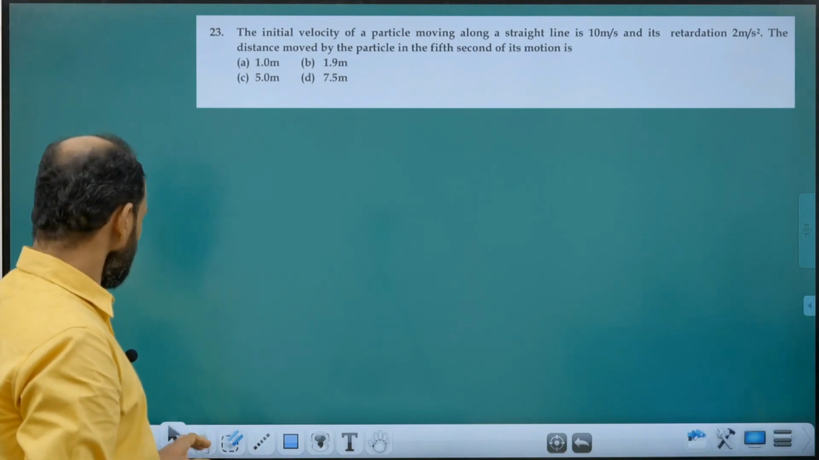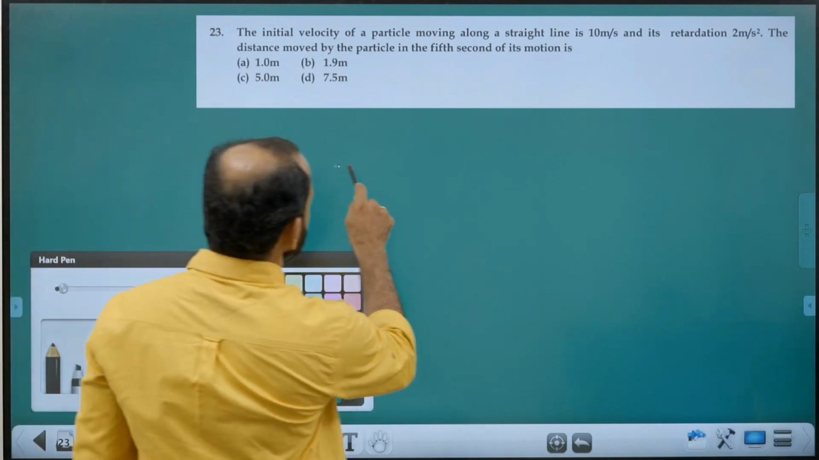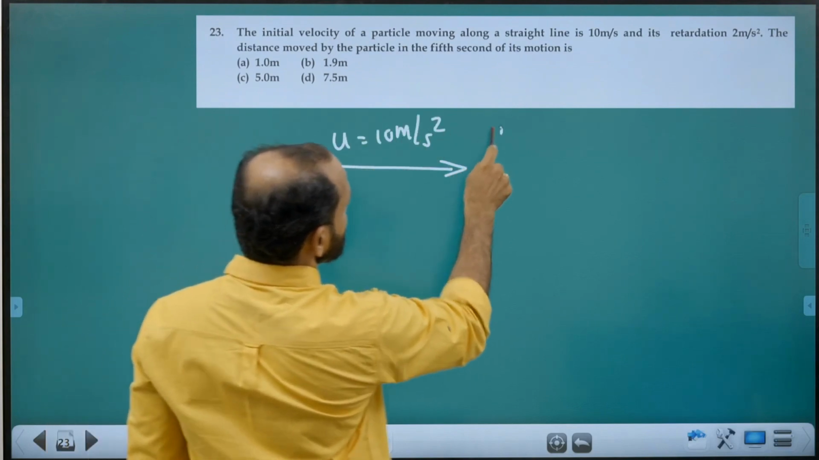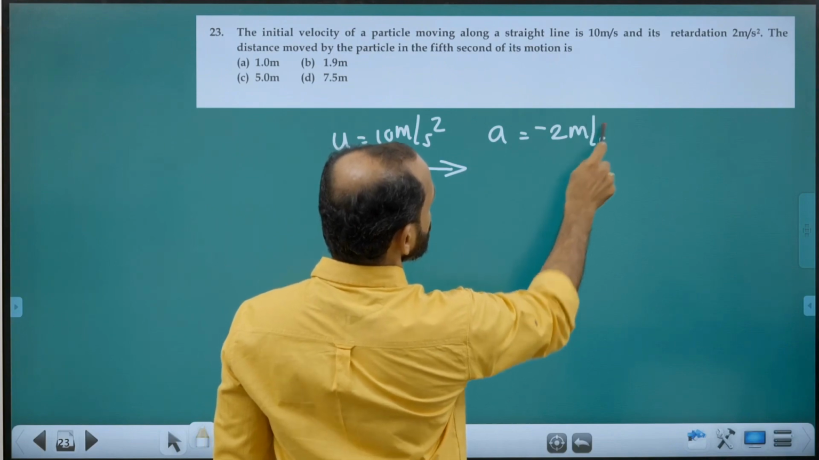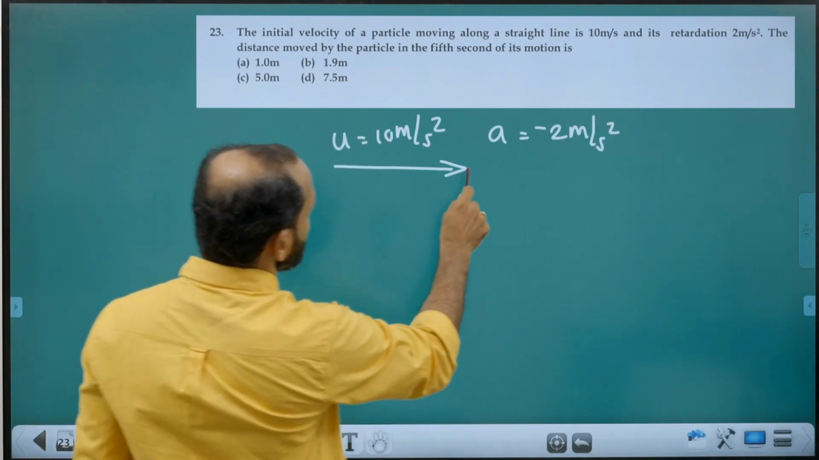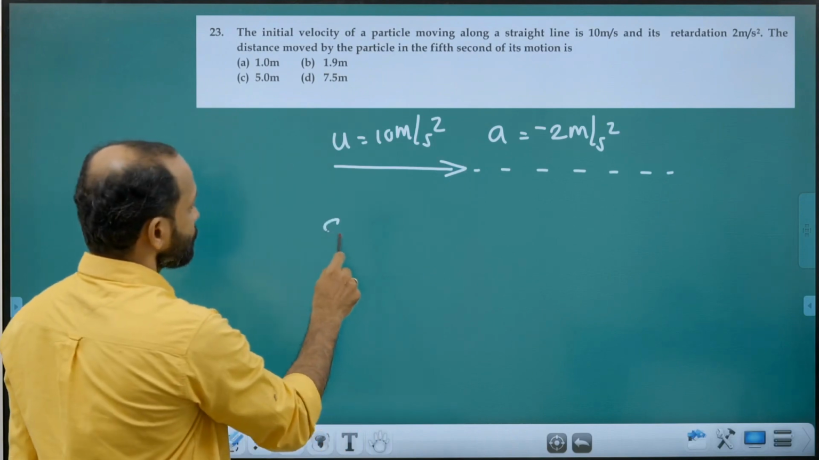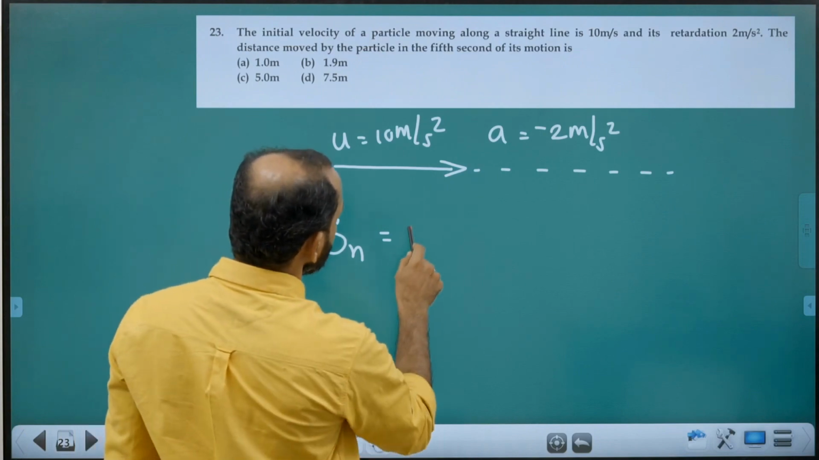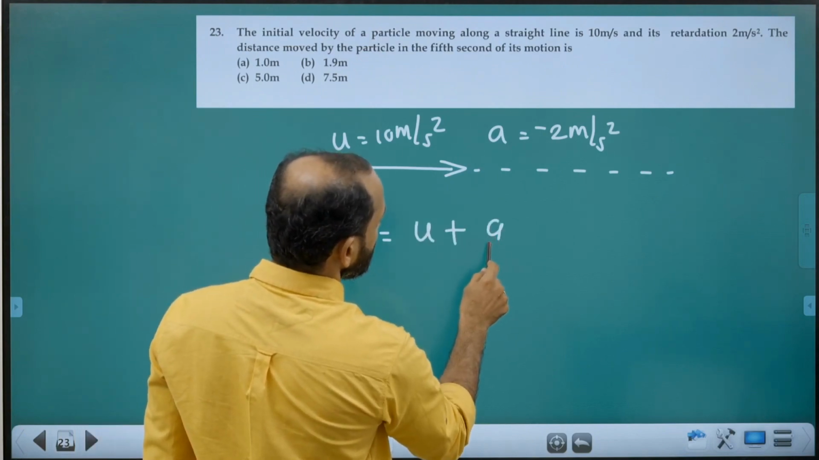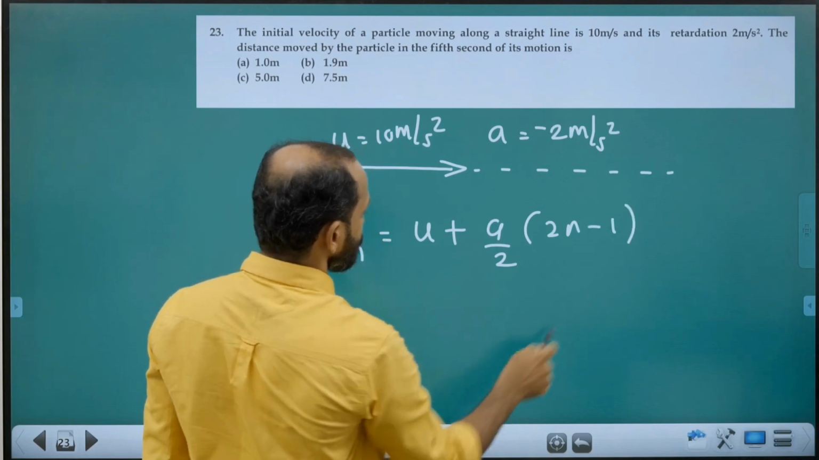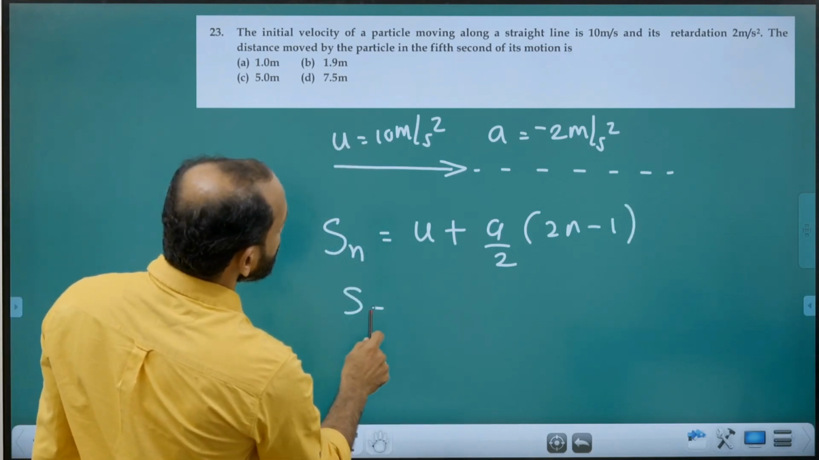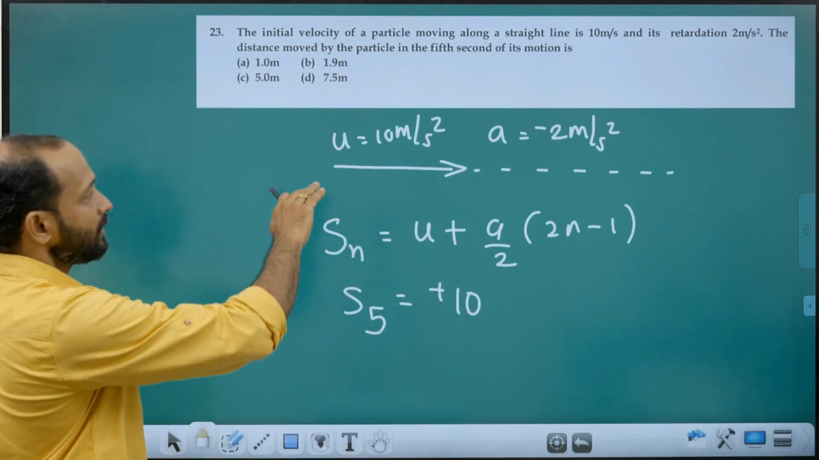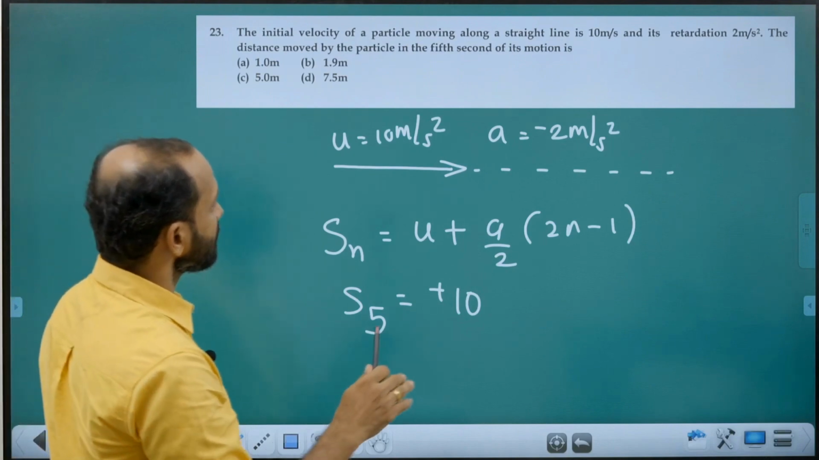Initial velocity of a particle moving along a straight line is 10 meter per second. It retards, so acceleration is minus 2 meter per second square. Find the distance moved by the particle in the 5th second of its motion. We are familiar with the formula for the distance traveled in the nth second of its motion: U plus A by 2 into 2n minus 1. So the distance traveled in the 5th second is, with U equal to plus 10 because that is towards the right. I am taking the Cartesian convention, rightward direction positive.